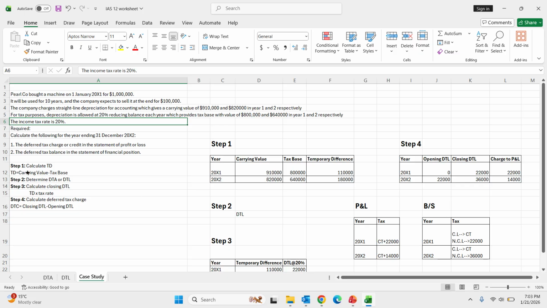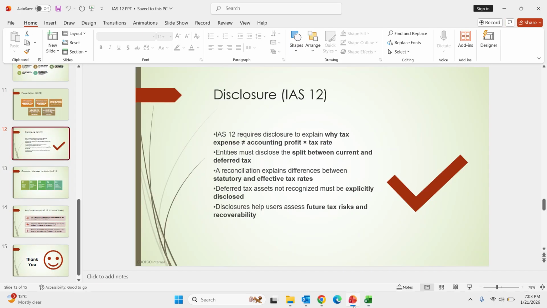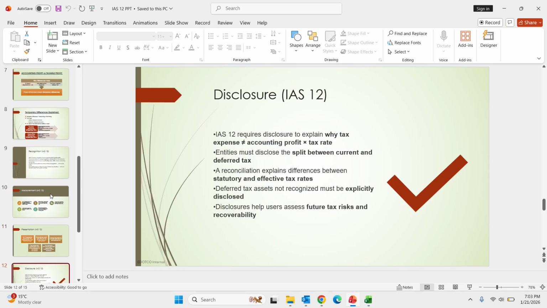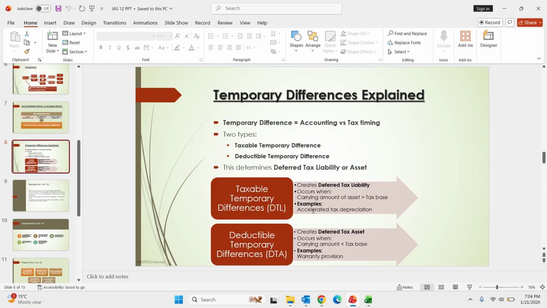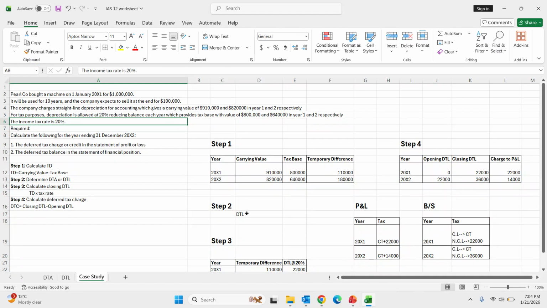Now you have to determine if this is a DTA or DTL. You see, in both cases, the carrying value is greater than tax base. If you have forgotten, let's go back to the slide. When the carrying value is greater than the tax base, this is a deferred tax liability. So we have determined this is a deferred tax liability.